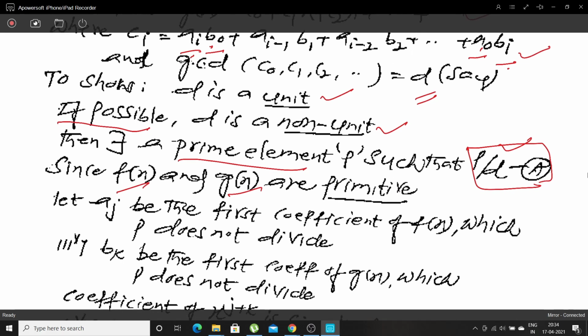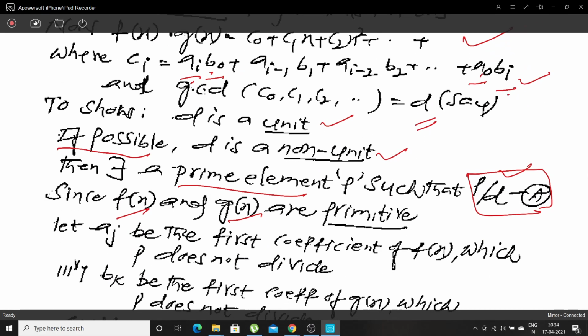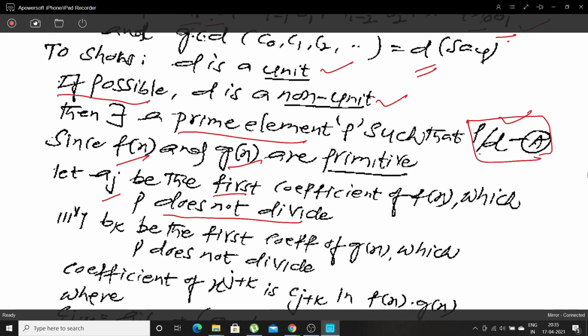Very interesting point. Listen to my words carefully. We have so many coefficients in f of x as well as in g of x. Let aj be the first coefficient of f of x which p does not divide. Similarly, bk be the first coefficient of g of x which p does not divide.